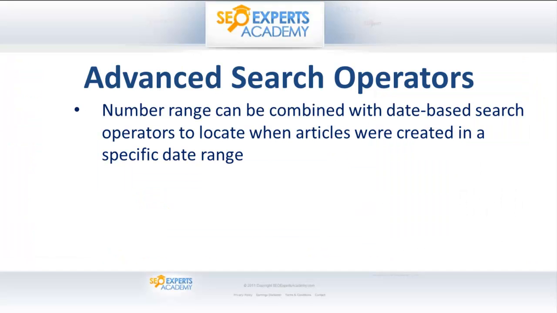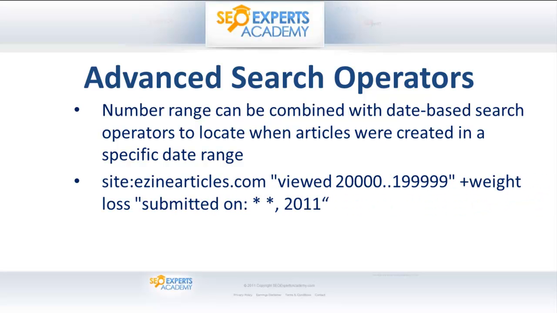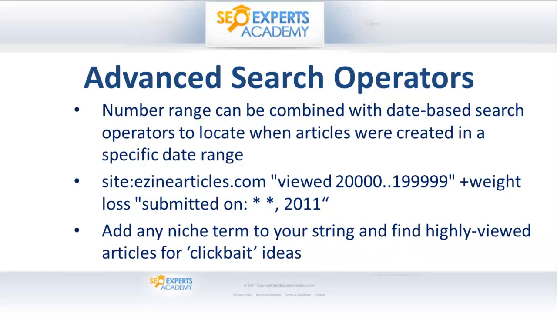So as we saw there, the number range can be combined with date-based search operators to locate, for example, when articles were created in a specific range. And there I've used the wildcard, but I might be interested, for example, in just articles published in September 2011. What are the winners in 2011? And I could wind the viewed number down to 1,000 or 5,000. That minimum doesn't matter, but the maximum is capped there at 200,000. So you can add any niche term to your string and find those highly viewed articles for clickbait ideas, as I discussed there when we were on eZine Articles.